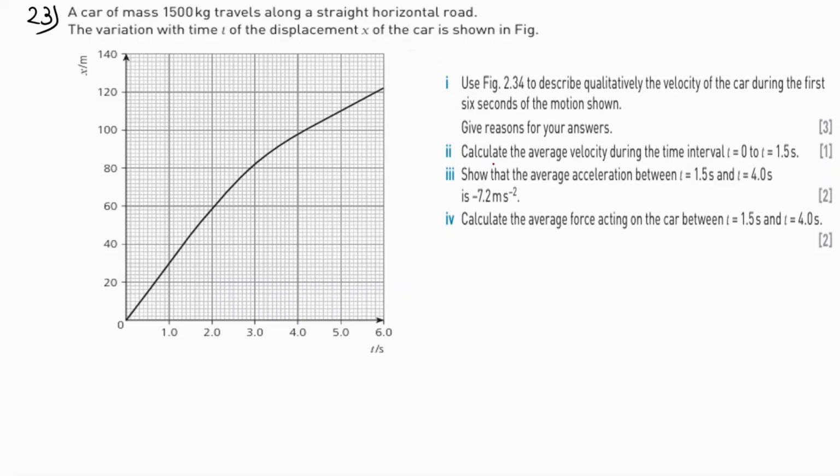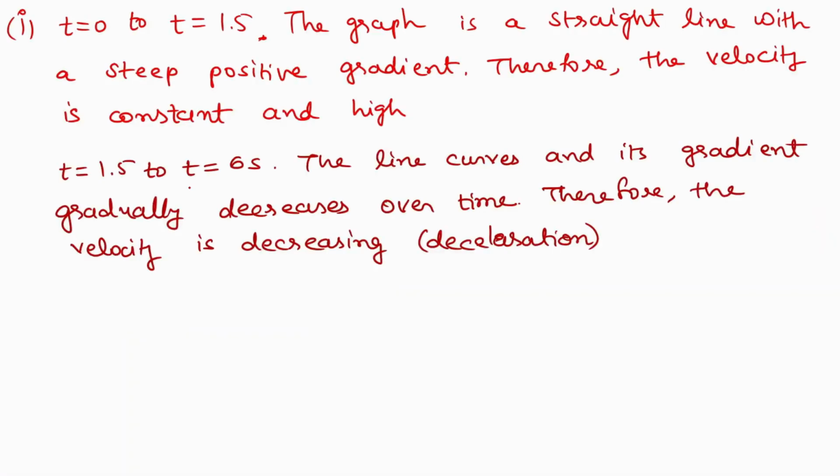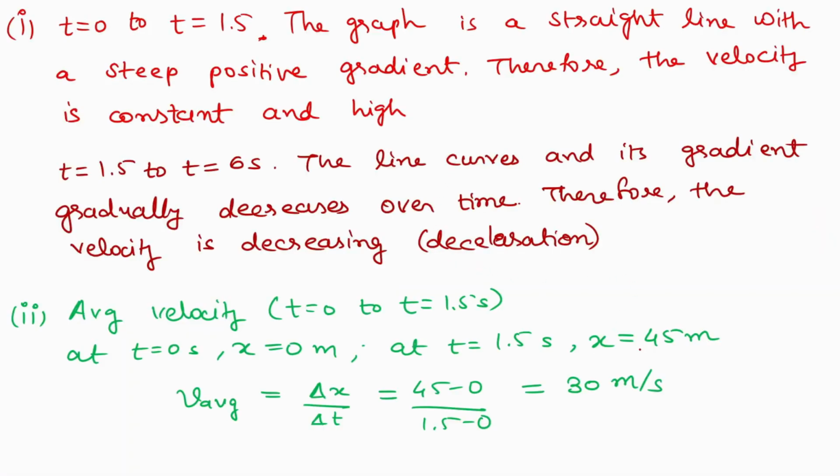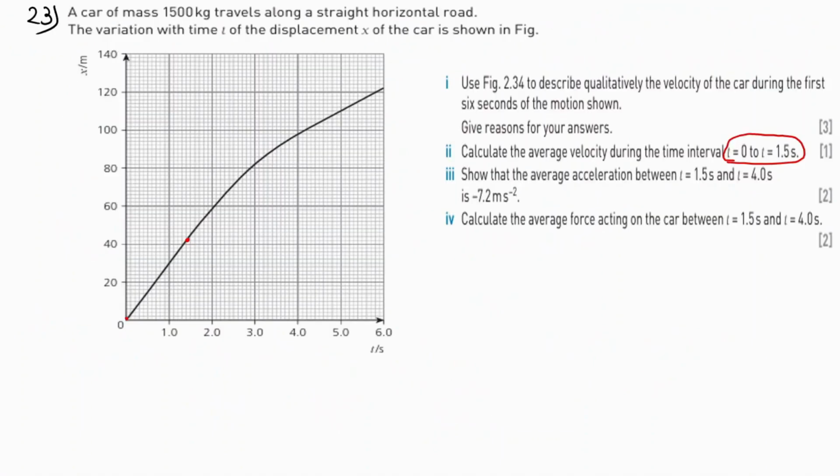The second question says: calculate the average velocity during the time interval 0 to 1.5 seconds. In order to calculate this, you need the displacement at time 0, which is 0, and the displacement at 1.5 seconds. You can see clearly from the graph that it is 45 meters. So average velocity means delta x upon delta t: 45 minus 0 over 1.5 minus 0, which is 30 meters per second. So this is question number two.